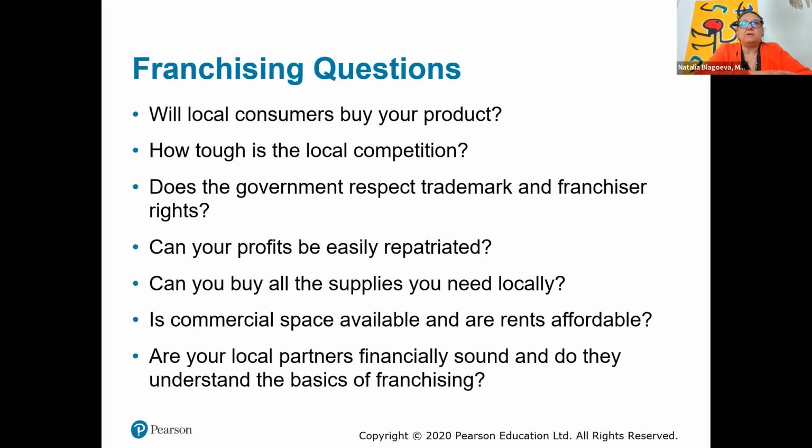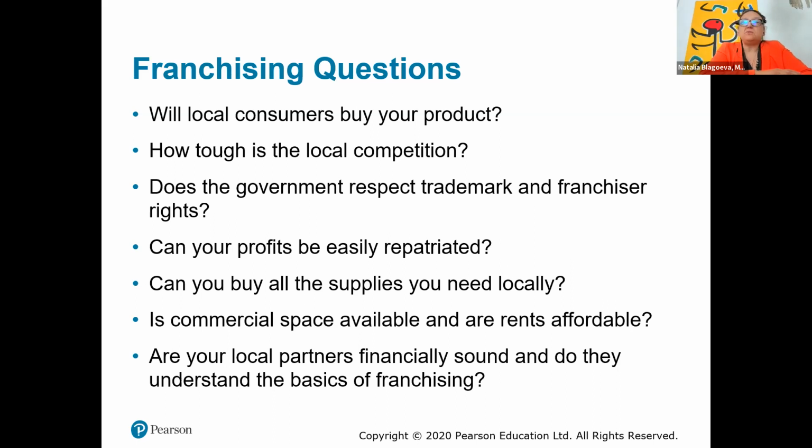When we're deciding whether to do a franchise or not, we need to think of things like, would local consumers buy the product? How tough is the local competition? Does the government respect things like trademark and franchise rights? Because if they don't respect them, then we run the risk of losing the operation at some point.